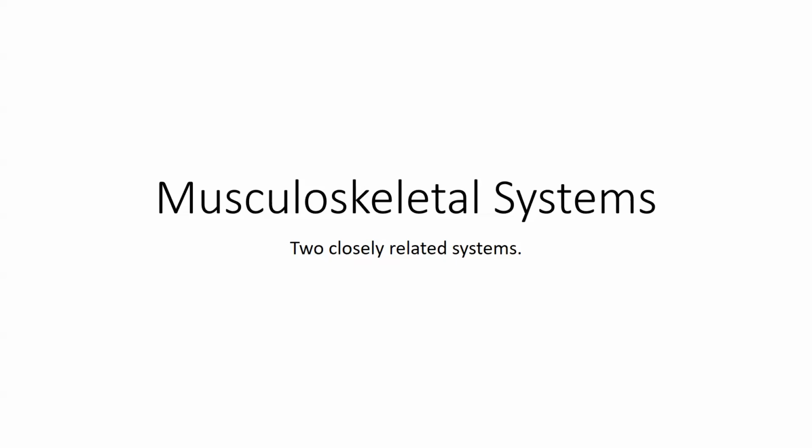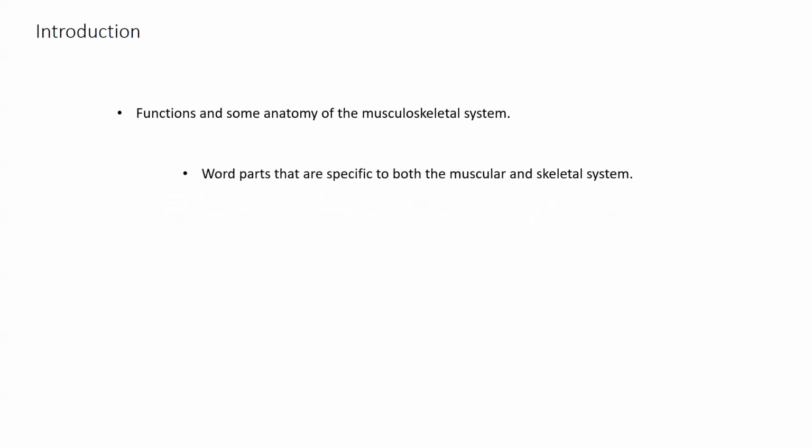All right, chapter 4 is about the muscular and the skeletal systems because they really work hand in hand. And as I mentioned in the previous one, now that we're into the organ systems of the body, I'm just going to briefly talk about the functions and the anatomy of the system, and then go right into the word parts that are specific to these systems. And that's going to be the architecture of all the videos that follow.